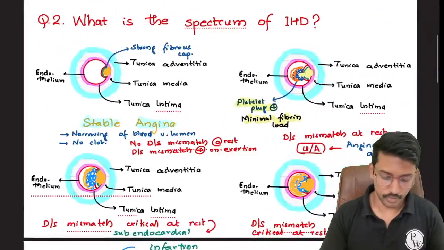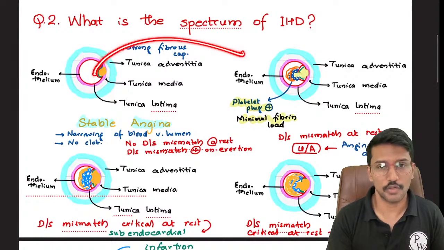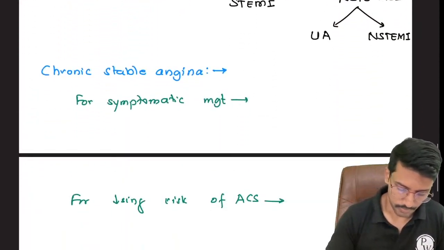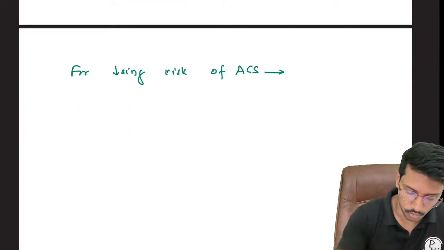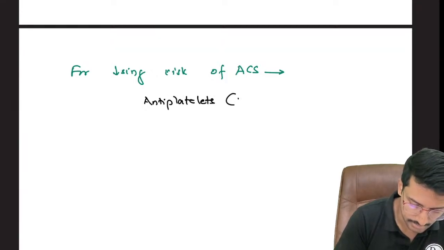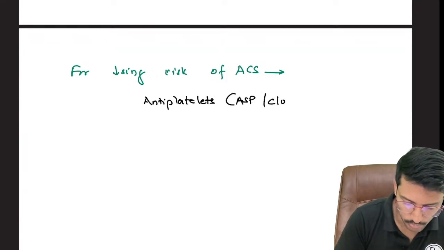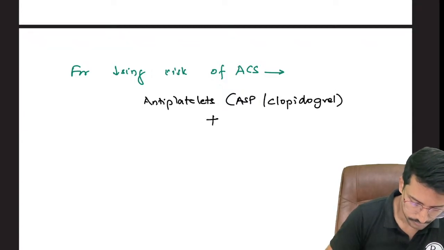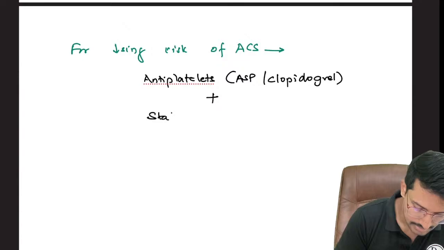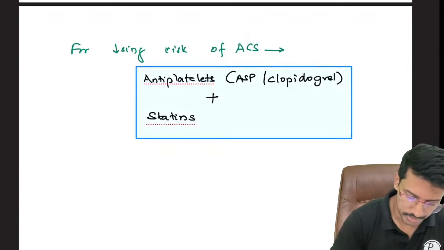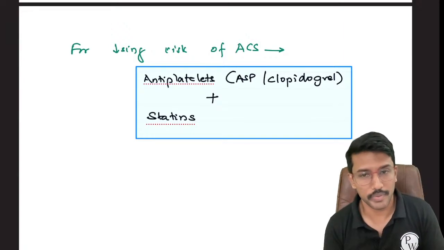So that is how I can prevent this patient from progressing to become unstable angina, NSTEMI or STEMI. So for reducing the risk of acute coronary syndrome, we generally give them antiplatelets like aspirin or clopidogrel, plus I will give him statins. That is the combination used for all patients with stable angina to prevent them from developing an MI.